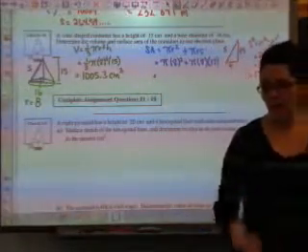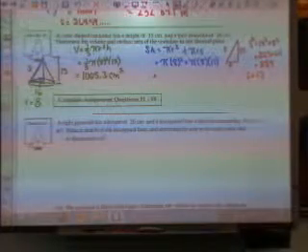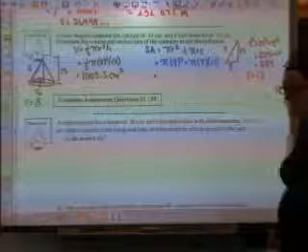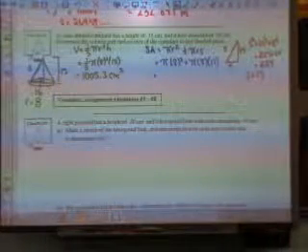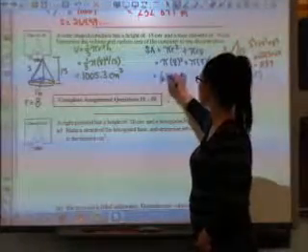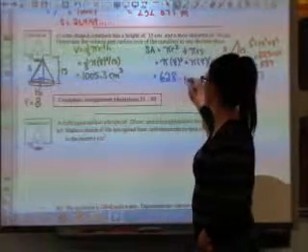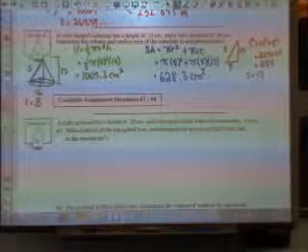Put that into my calculator. My calculator should be able to do the order of operations. I should be able to type it in exactly how I see it. Press pause and try to do that. You should end up with an answer of 628.3 square centimeters.